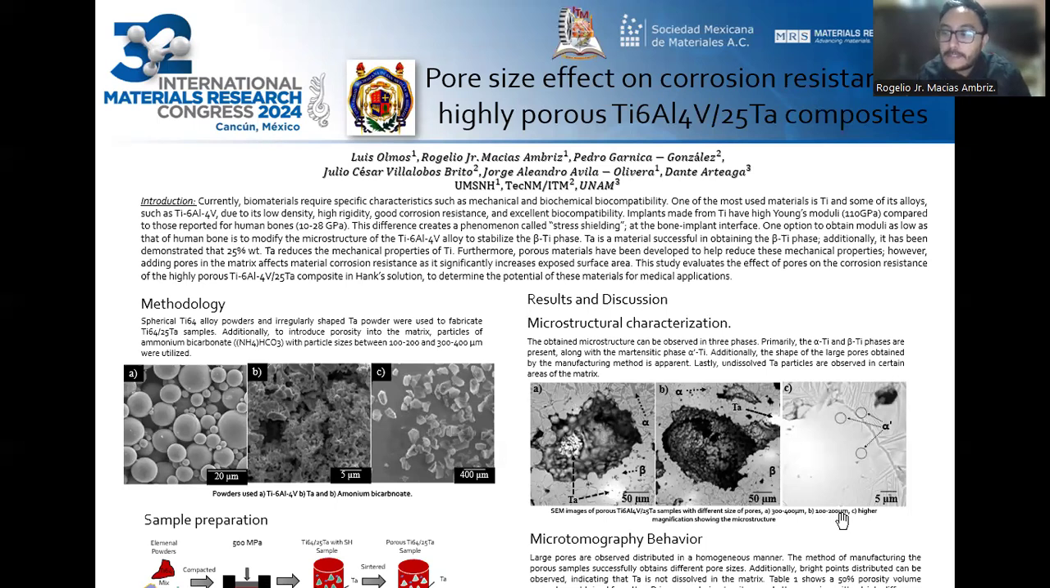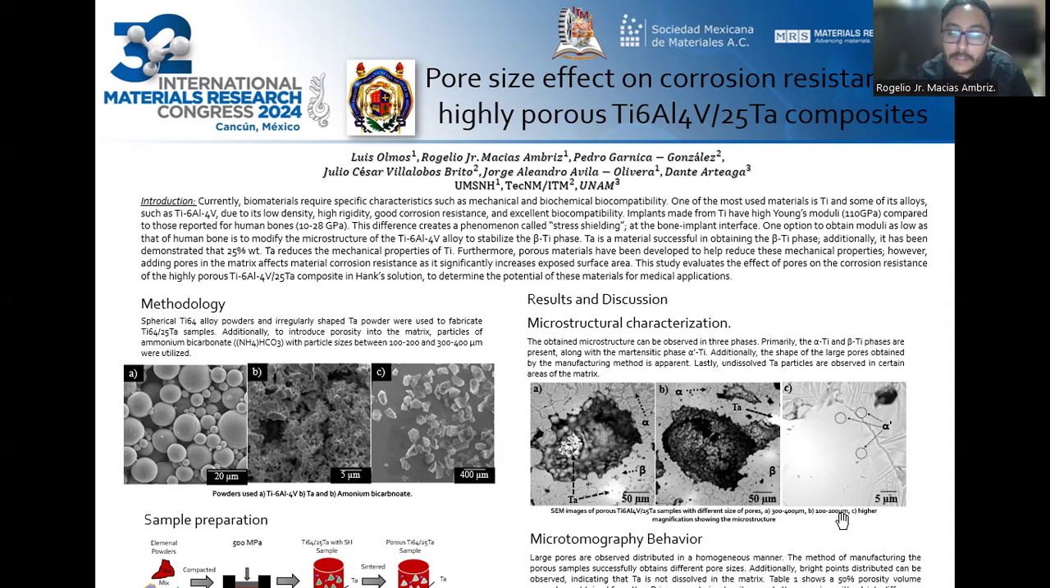I will present the following work entitled Pore Size Effect on Corrosion Resistance on Highly Porous Titanium 6 Aluminum 4 Vanadium and 25% Tantalum Composites. Currently, biomaterials require specific biological and mechanical characteristics for their use as a medical implant material.